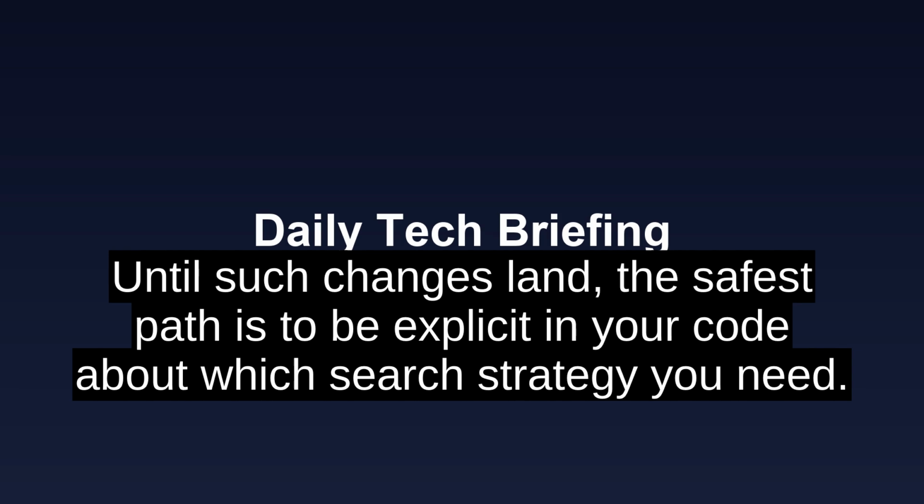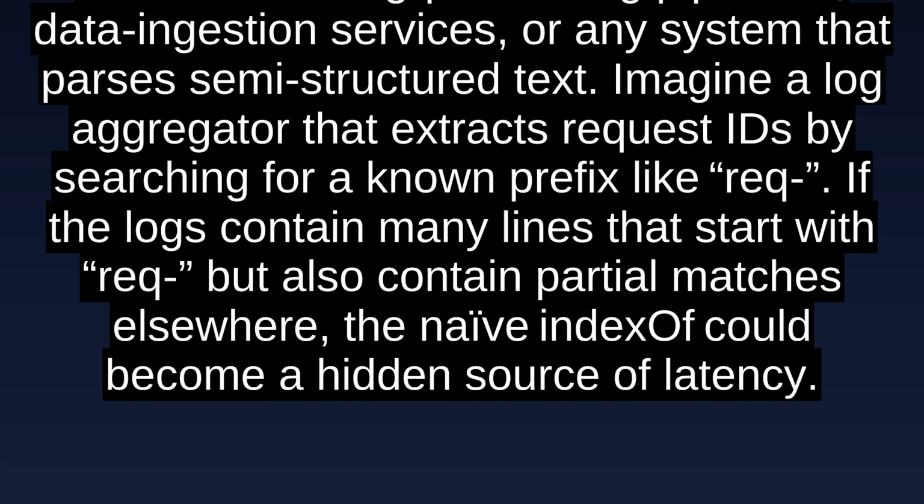Until such changes land, the safest path is to be explicit in your code about which search strategy you need. In practice, you'll see this problem most often in log processing pipelines, data ingestion services, or any system that parses semi-structured text. Imagine a log aggregator that extracts request IDs by searching for a known prefix like rec. If the logs contain many lines that start with rec, but also contain partial matches elsewhere, the naive indexOf could become a hidden source of latency.